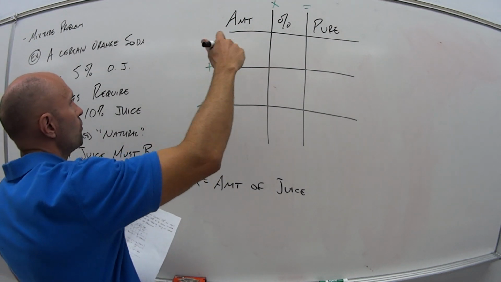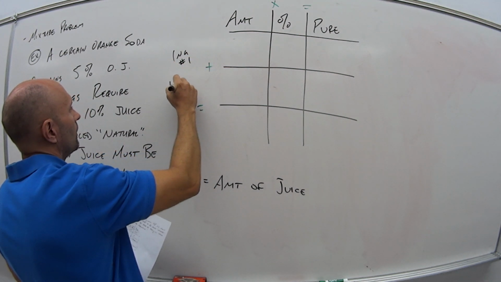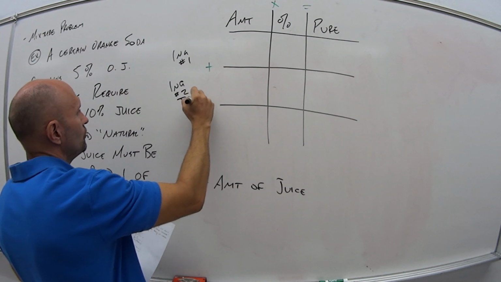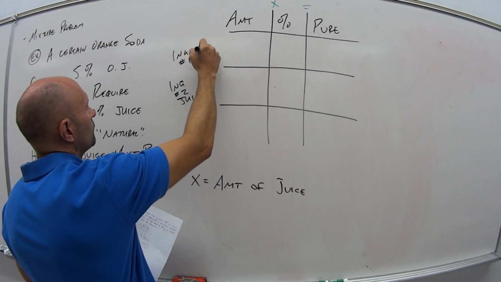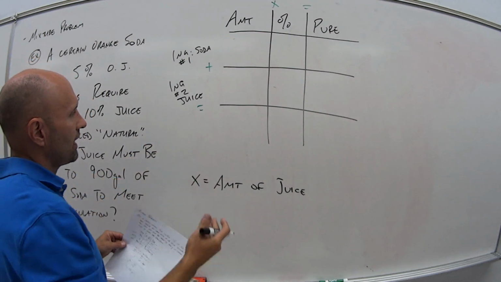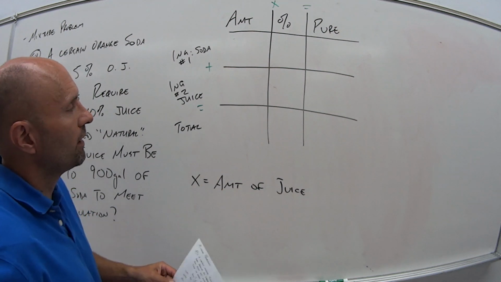So row 1, we have, let's say, ingredient number 1. Row 2 is ingredient number 2, which in this case is the juice. Ingredient number 1 is what? It's the soda that we already have. And then again, the last column is always total, whatever, solution.